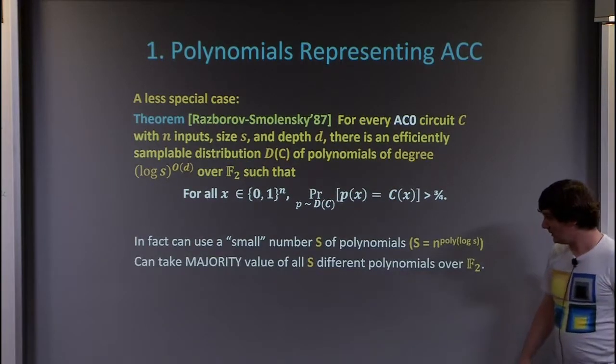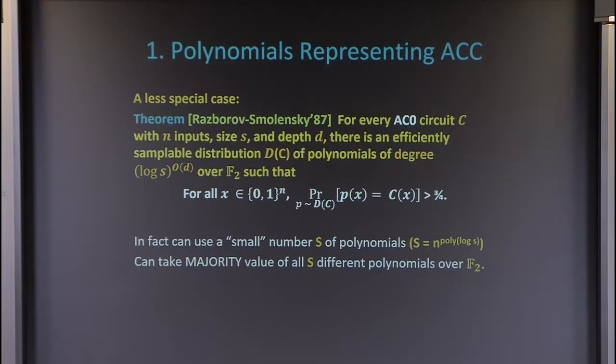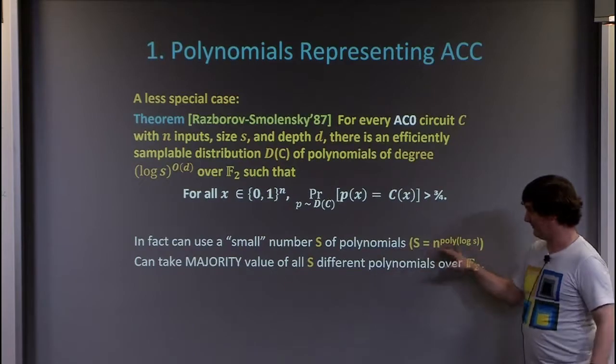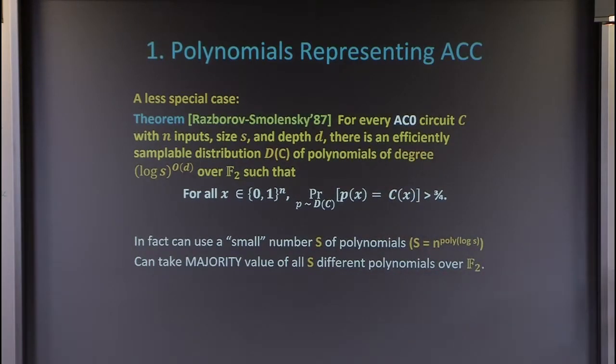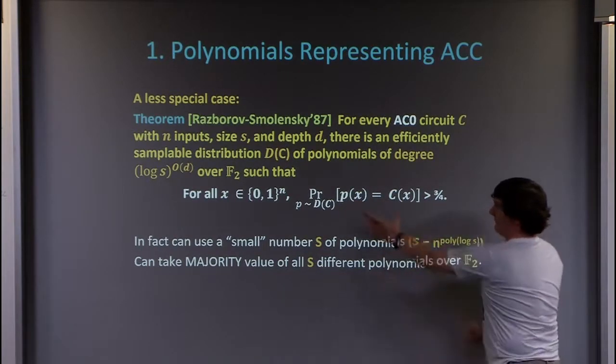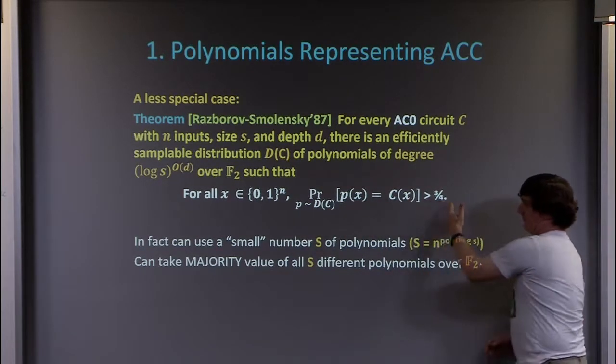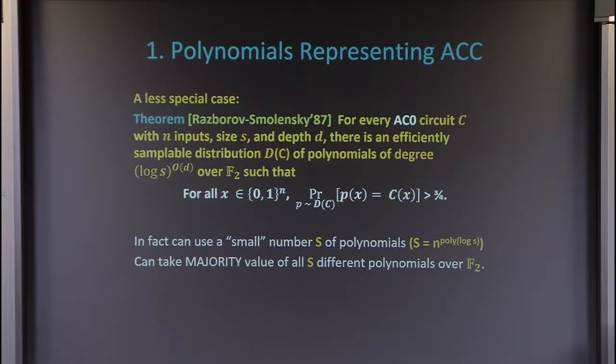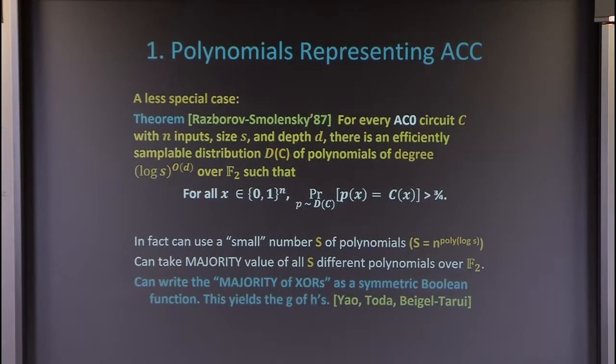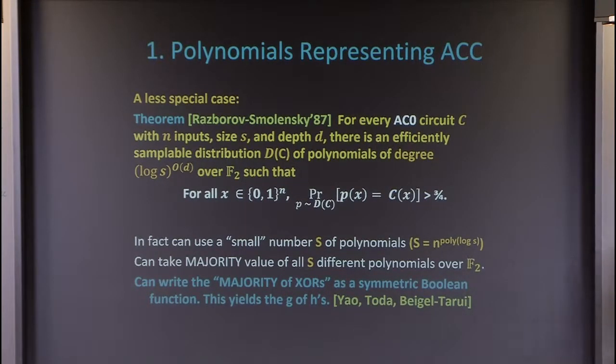The idea is that once we have an explicit constructible set S of these polynomials, I can just take the majority value of what they output over all the different polynomials. That would certainly tell us what the value of C of X is, because on a random choice it agrees with probability greater than 3/4. So if I take the majority of everything, that's definitely going to give me the right answer. Let me write down what this is as a circuit. There's a polynomial here, but it's really a circuit. I mean, it's really a polynomial too.